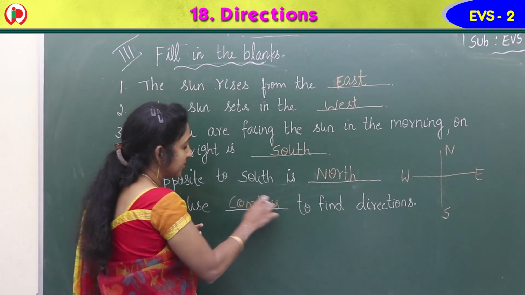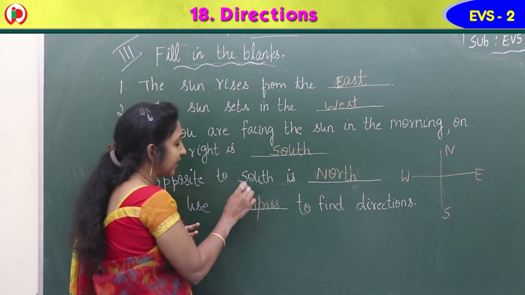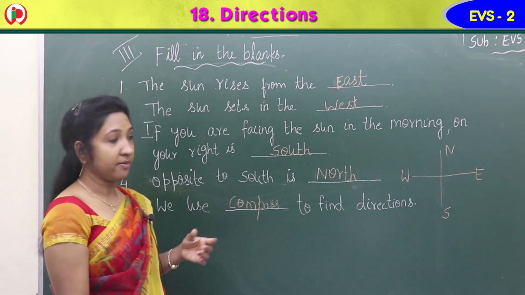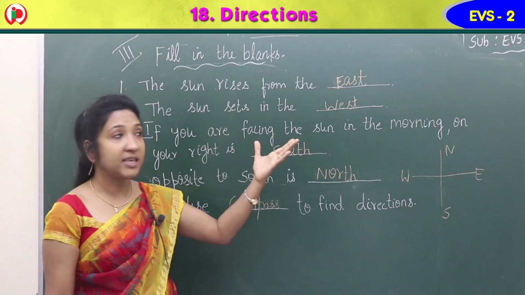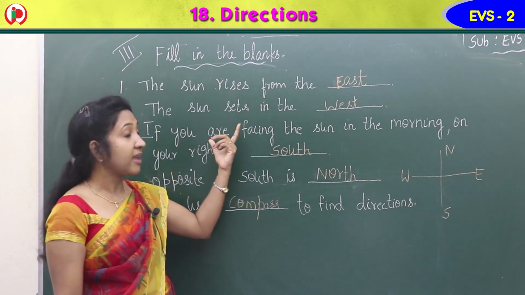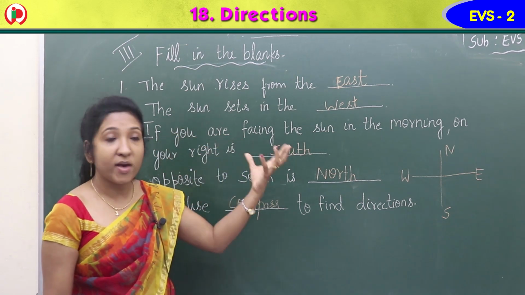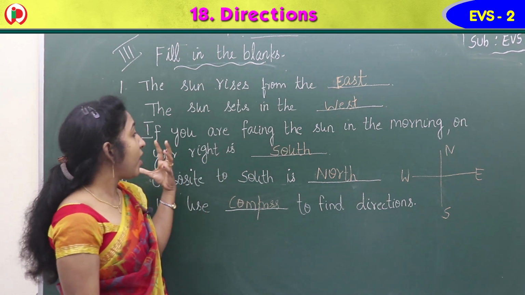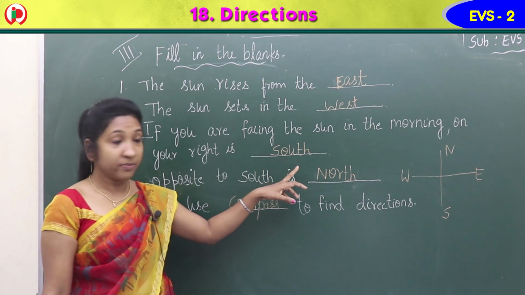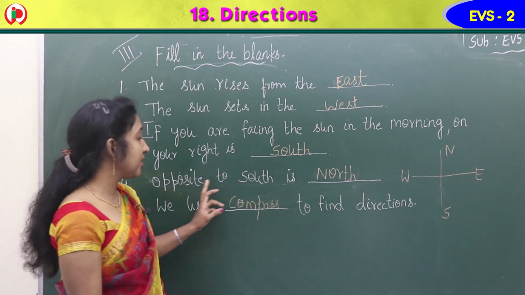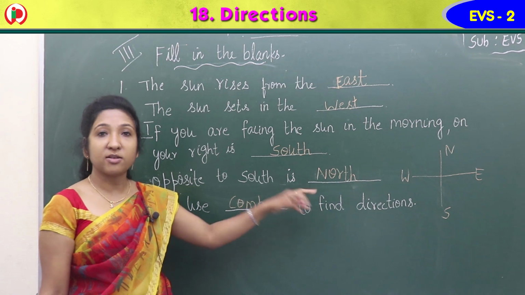C-O-M-P-A-S-S. Compass. We use compass to find directions. Okay. So the first one, the sun rises from the east. Second, the sun sets in the west. Third, if you are facing the sun in the morning, on your right is south. Opposite to south is north.